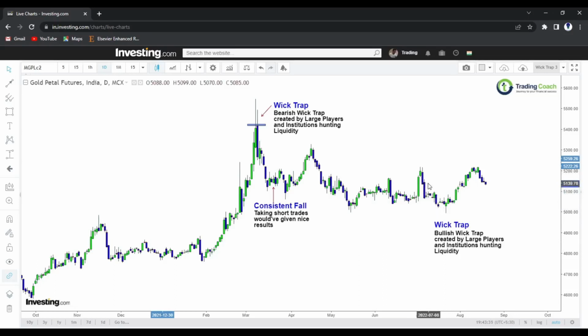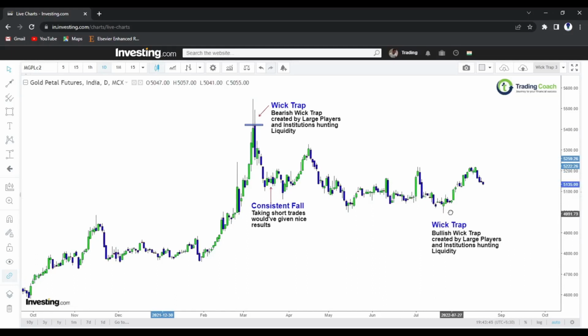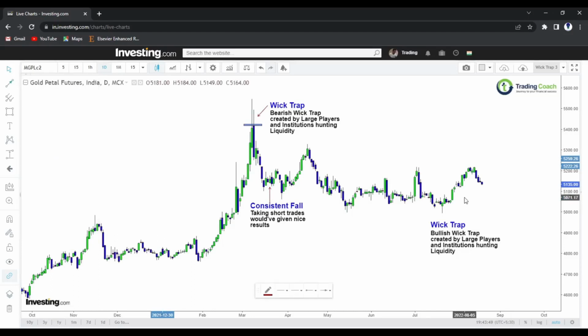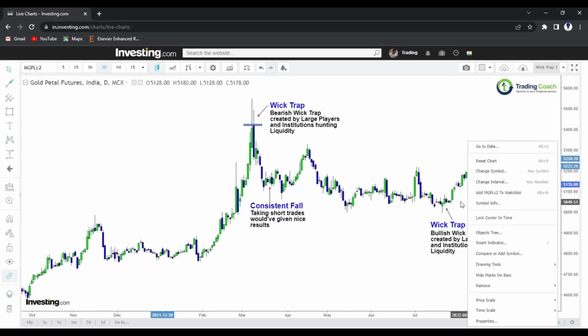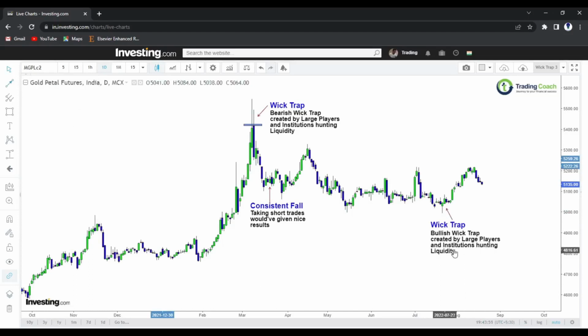After the formation of this drastic sell-off, we can see a nice wick which has trapped all the small traders and uninformed traders. Okay, so this particular wick trap we see here is actually a bullish wick trap. Again, this is created by large players and institutions trying to hunt the liquidity in the market. So what's happening here is all the sellers who have sold their positions, who have liquidated their future contracts, who have taken short positions, right? So the sellers who have taken short selling positions are all trapped in the market. So the big players used this opportunity to buy right into this point.